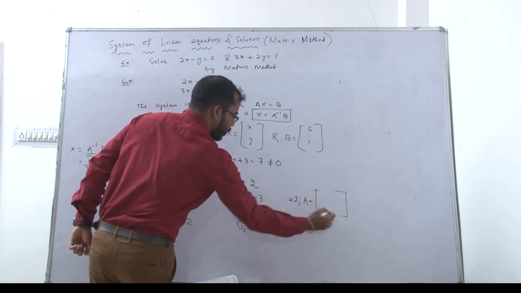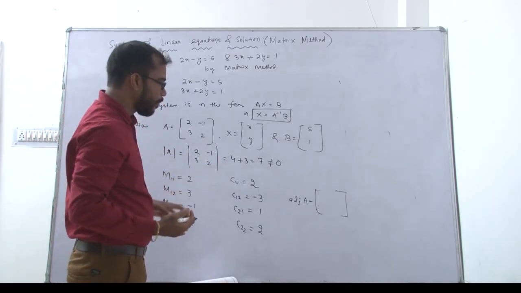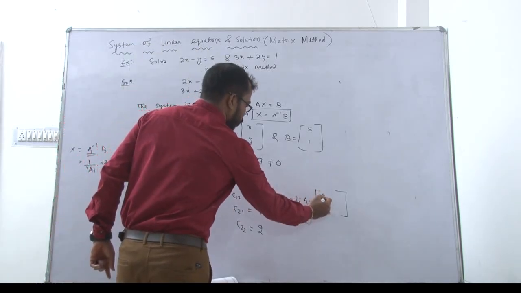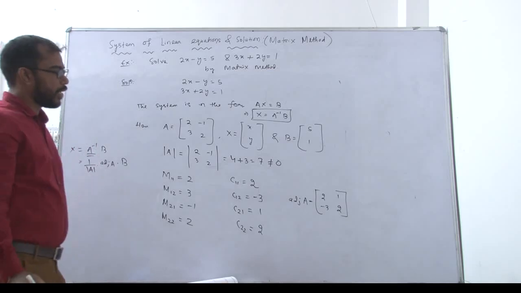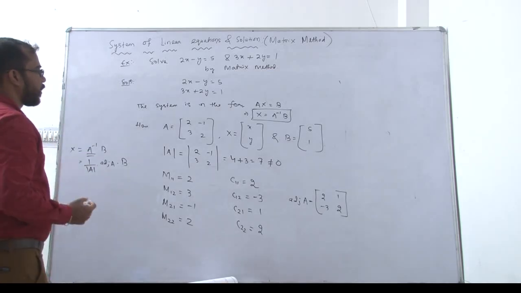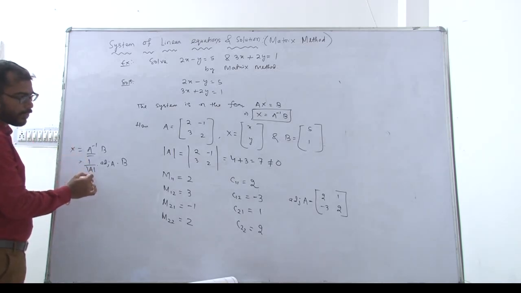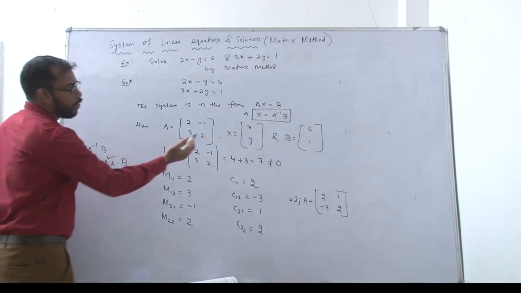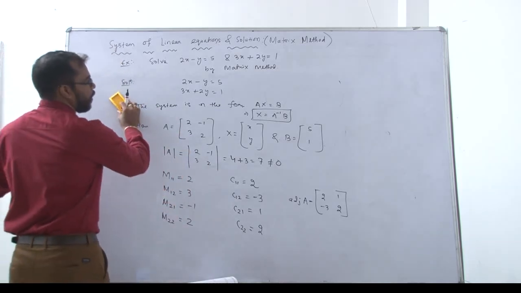Then we have to find the adjoint of A. As we know from previous classes, how to evaluate adjoint of A: the first two values you can write directly. The first two values form the first column, that is 2, -3, and the second two values, 1, 2, form the second column. Okay. So this is the adjoint of A. Now, as you see, the formula is X is equal to 1 by determinant of A into adjoint of A into B. So all the values, determinant of A, adjoint of A, and the value of B, are here.